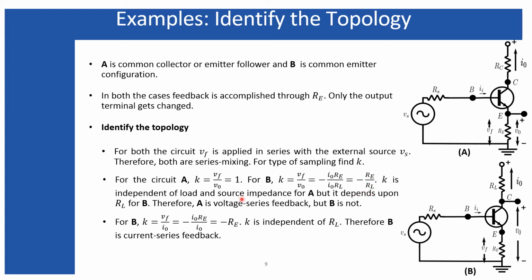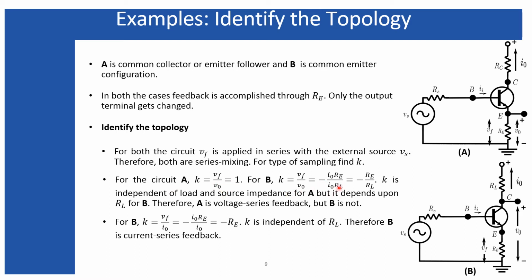Now look here. In the expression of the feedback factor for circuit A, it is constant, but for circuit B, it takes this RL into account. But the feedback factor must be independent of load impedance and source impedance. By considering circuit B as a voltage series feedback, the load impedance comes into the feedback network, or the feedback factor. So circuit B is not at all a voltage series feedback, but circuit A is a voltage series feedback.